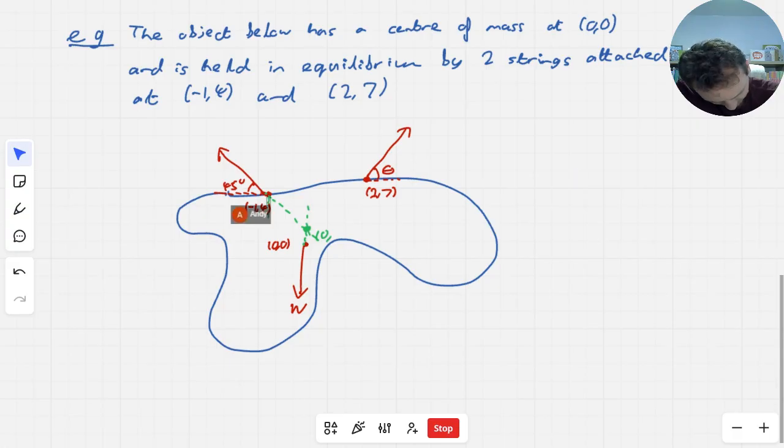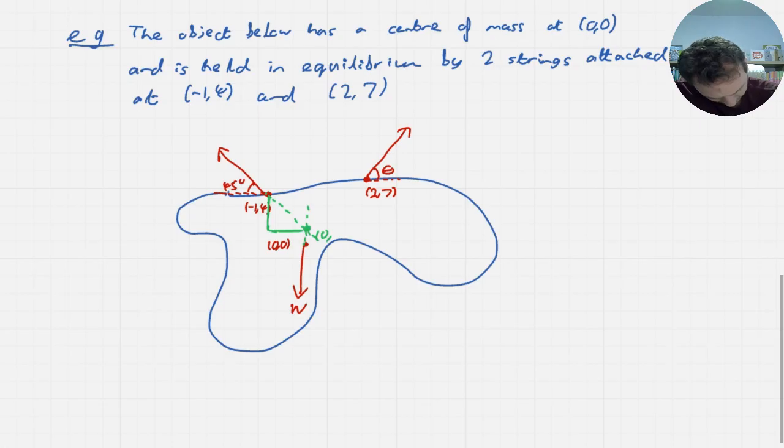If I make a little triangle around here, I know that I'm going across by 1, because I'm going from -1 to 0. And if this is 45 degrees, then by very simple trigonometry, tan 45 is 1, so I'm also going down by 1, from a y-coordinate of 4. So this coordinate here is going to be (0, 3). That's really useful, because it tells us that the line of action of our third force, the one at (2, 7), must also go through that point there.